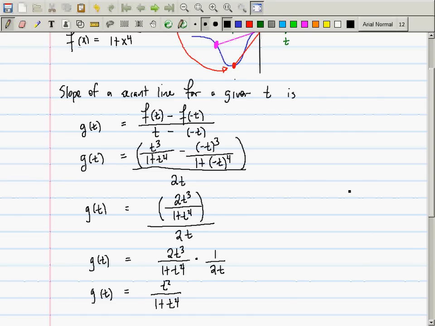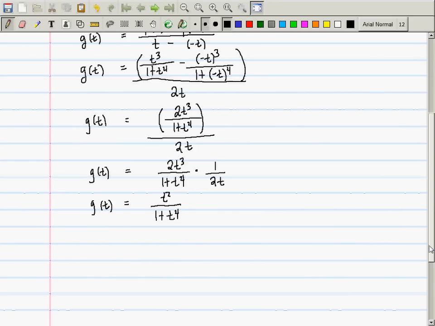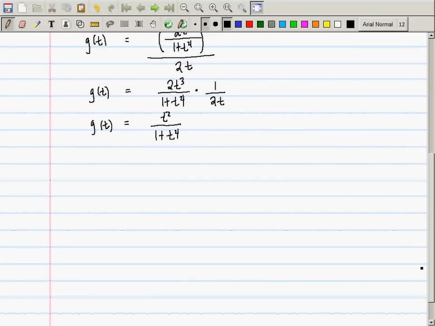Okay. So now that we have g of t, the whole purpose is to find its maximum. Find the maximum slope. So we want to maximize g of t, because g of t is the slope of the secant. So someone give me an idea about how to do that. How do you do that? With a derivative, right? You find where the derivative of g is zero.